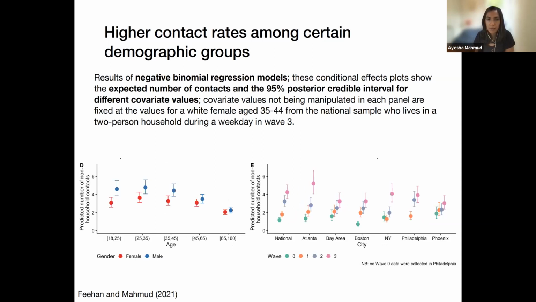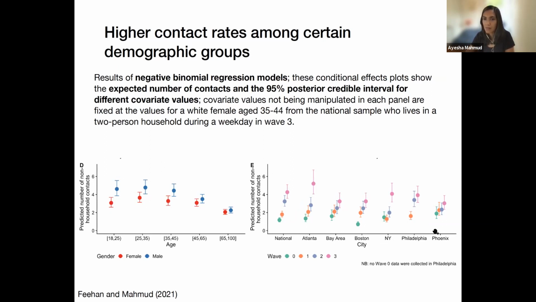And then we see a gender differential. Males seem to have more contacts across all ages. We see slightly more contacts in the younger age groups compared to, say, the 65 to 100. I'll talk a little bit about that in just a minute.